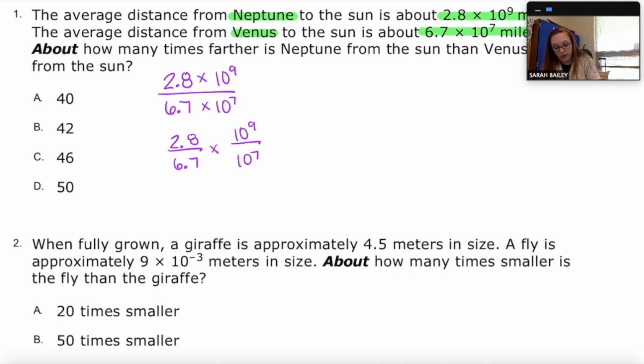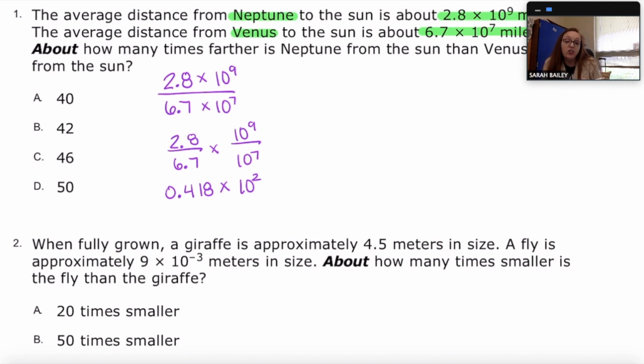In my calculator, I'm typing 2.8 divided by 6.7, and I get a really long decimal number. So I'm going to round it off, but I get about 0.418. And then 10 to the 9th divided by 10 to the 7th is 10 squared. Now, notice none of my choices are numbers written in scientific notation. They're all numbers written in standard form.